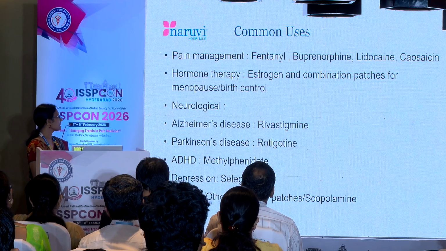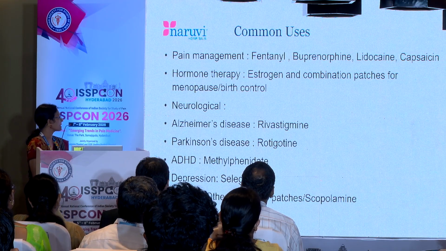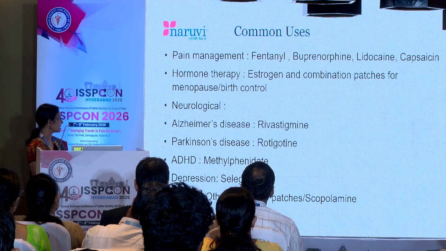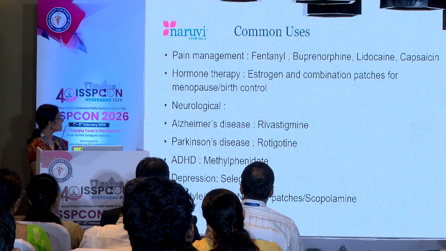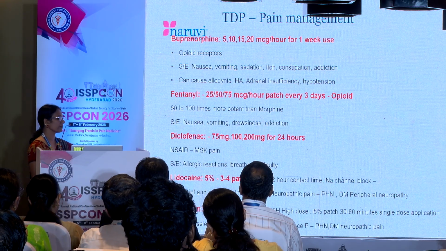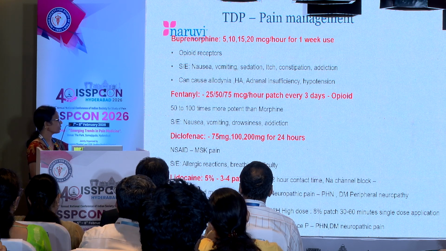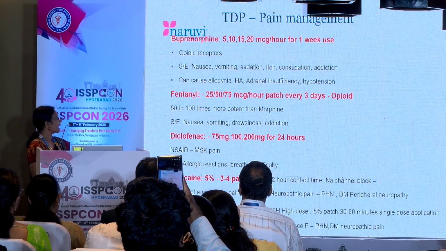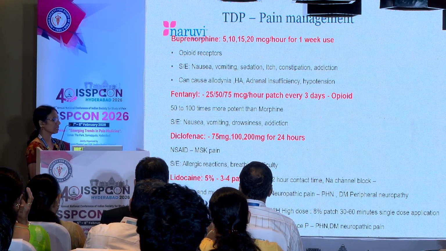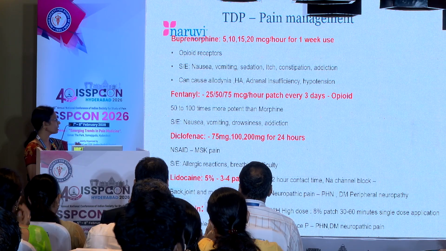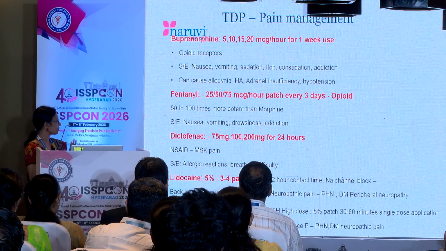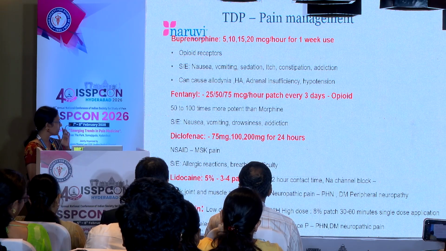Common uses: for pain, fentanyl, buprenorphine, lidocaine and capsaicin are available. For hormones, there are estrogen and progesterone patches, and for Alzheimer's, rivastigmine and other drugs. Since we concentrate on pain, we'll just stick to the patches used for pain. Buprenorphine is available in 5, 10, 15, 20 microgram. The patch is left for a week, and patches need to be applied on a hair-free area, cleaned thoroughly with normal water, dried and applied without any wrinkle, and make sure the patch is stuck. So we usually put a Tegaderm over the patch so that it stays in place and water doesn't permeate.